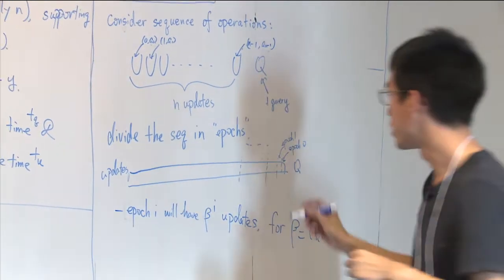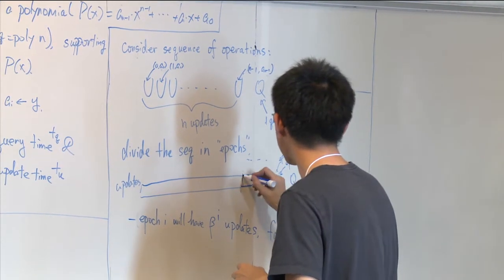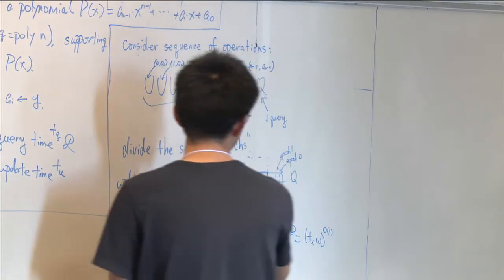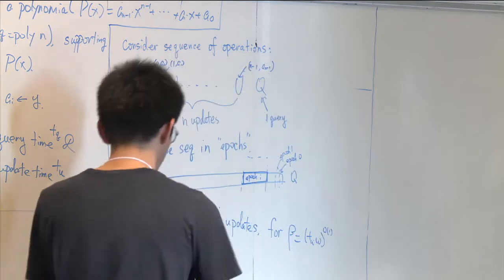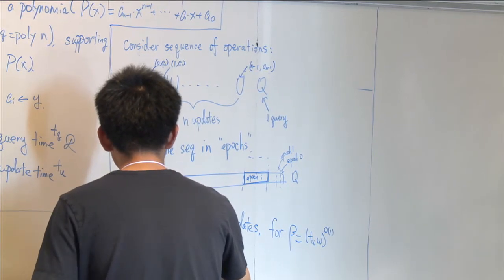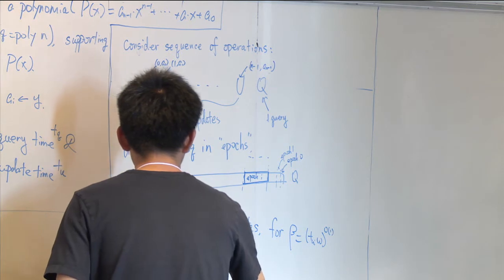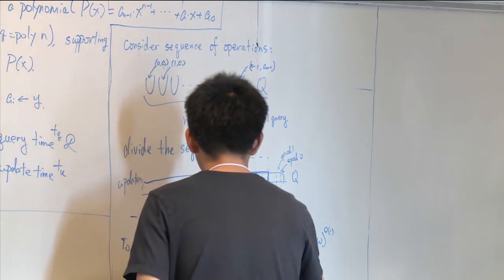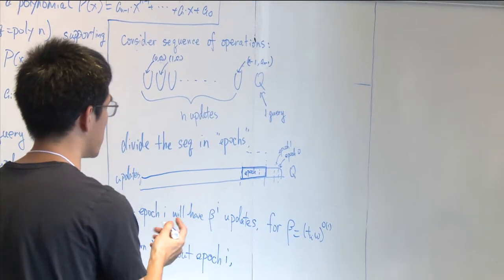And let's see if we have an epoch i in the middle. So how does the query algorithm learn what has happened here? So we fix an epoch i here. Okay. So to learn information about the updates in epoch i, the query algorithm can access different types of cells.